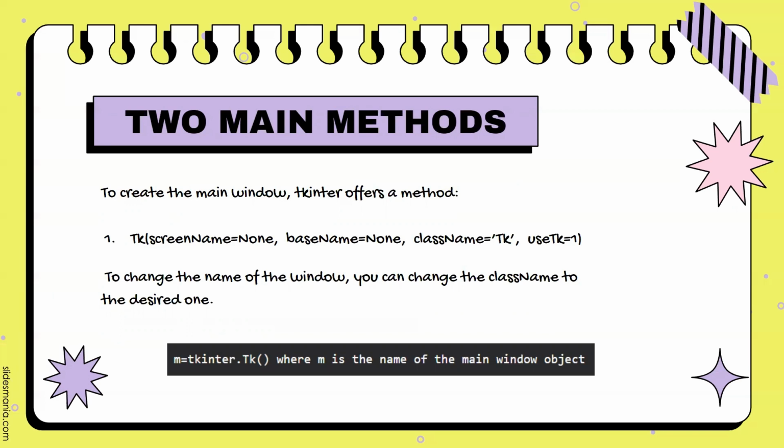So first you would just use this method, and then to change the name of the window, you can change the class name to the desired one. For example, this is our main window object, so we can put m = tkinter.Tk(), where m is the name of the main window object. So that is the first main method in Tkinter.